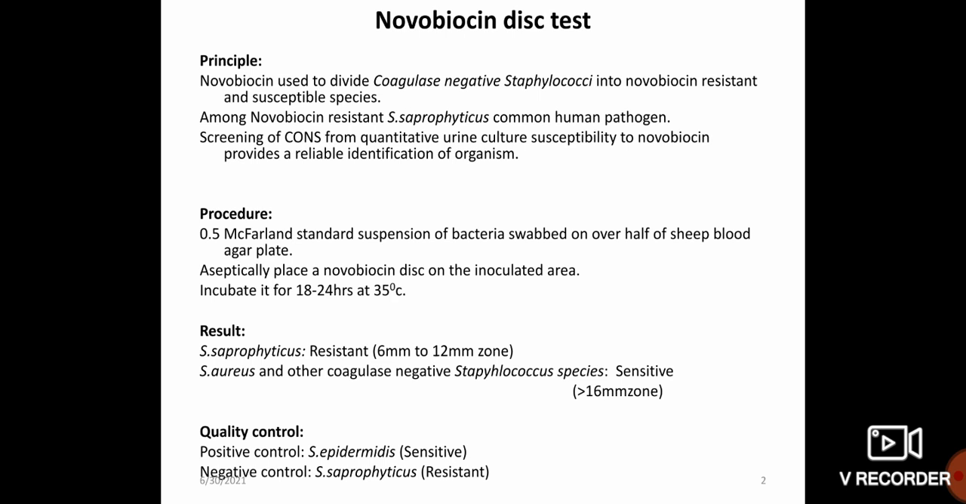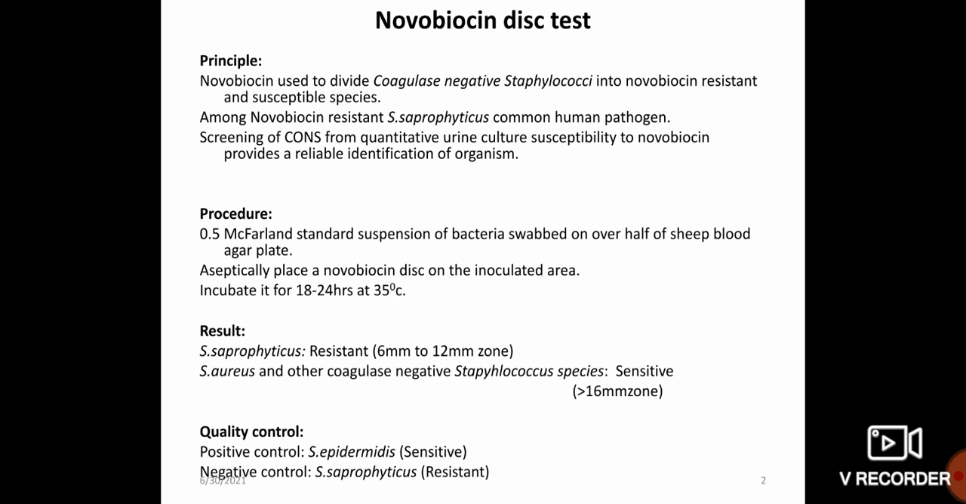Here what we will do is, whenever we suspect a GPC, or beta hemolytic GPC, and it comes catalase positive, we go for the coagulase test. Along with this, the same bacteria we swab on Mueller-Hinton agar or on sheep blood agar, and we put a novobiocin disc over that, and then we look for the sensitivity. Suppose coagulase comes negative as well as novobiocin shows resistance with a zone size of 6 mm to 12 mm, then we will consider this as Staphylococcus saprophyticus.